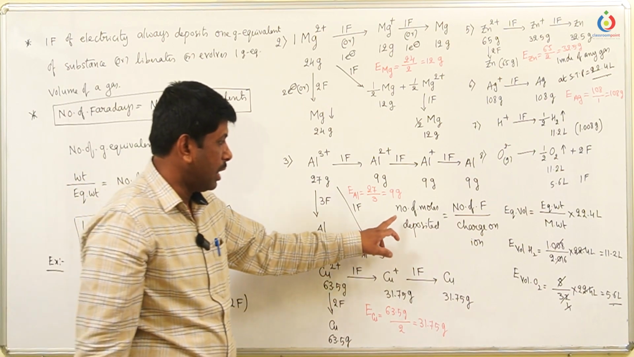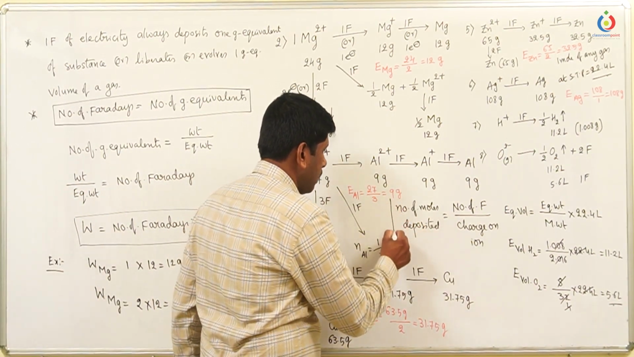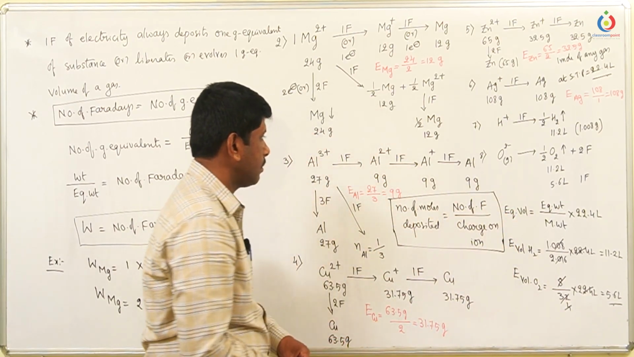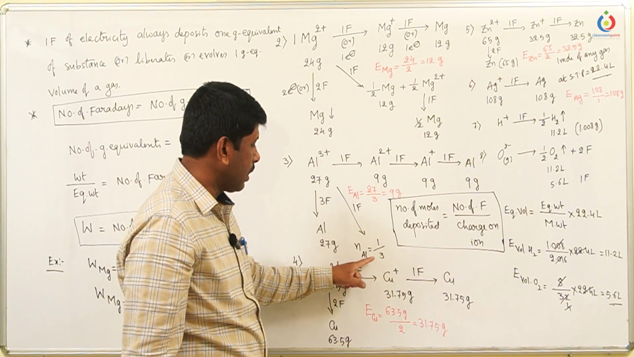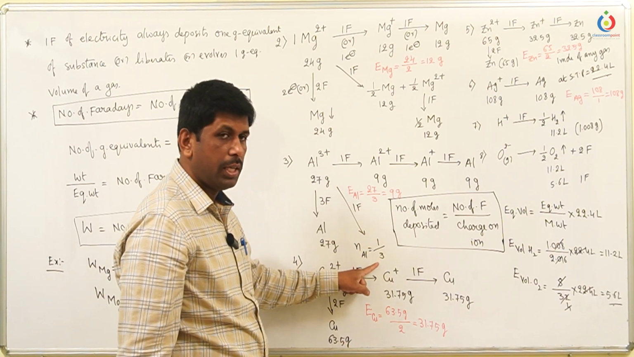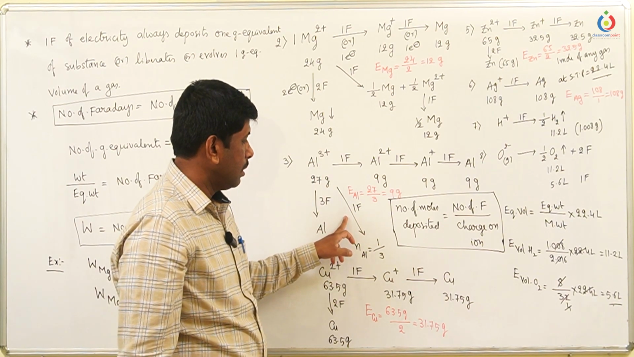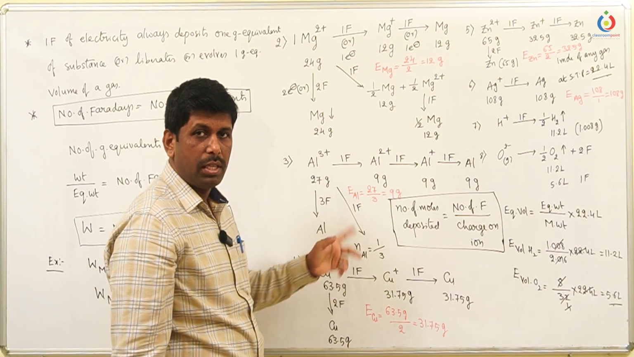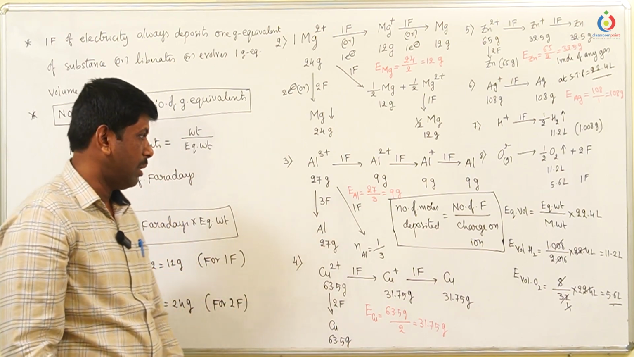Then we have already done that number of moles deposited is equal to number of Faradays divided by charge on the ion. In this case, if you send 1 Faraday of electricity, number of Faradays is 1 divided by charge on the ion, which is 3. If you send 2 Faradays of electricity, then 2 by 3. If you send 3 Faradays, 3 by 3 is equal to 1. That means the complete mass of 1 mole of aluminum gets deposited.